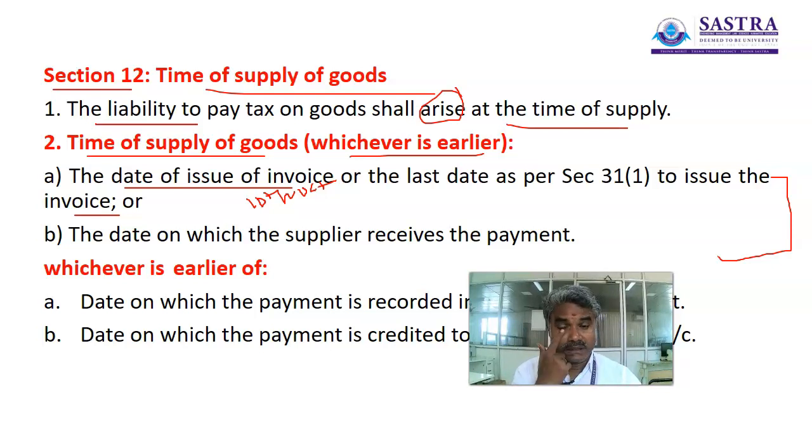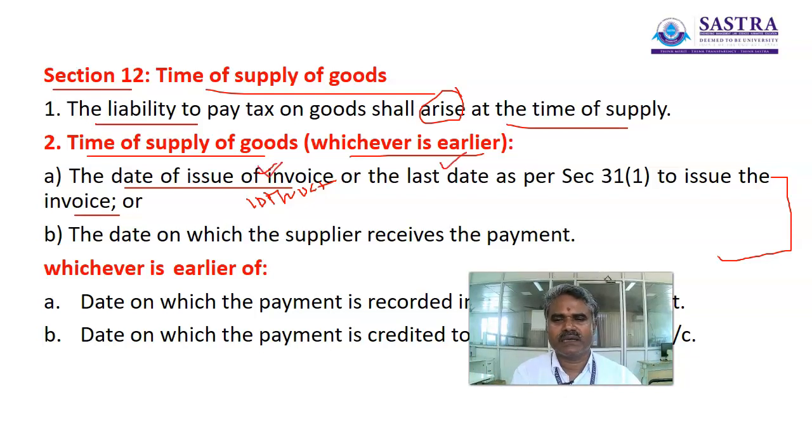Now I will tell what the last date is. The last date should be within 30 days from the date of supply. This is the actual date you issue the invoice. Suppose you have not issued the invoice, it should be prepared by you at least within 30 days from the date of supply. Suppose you supply today, within the next 30 days you have to create the invoice. You take either this date or that one.